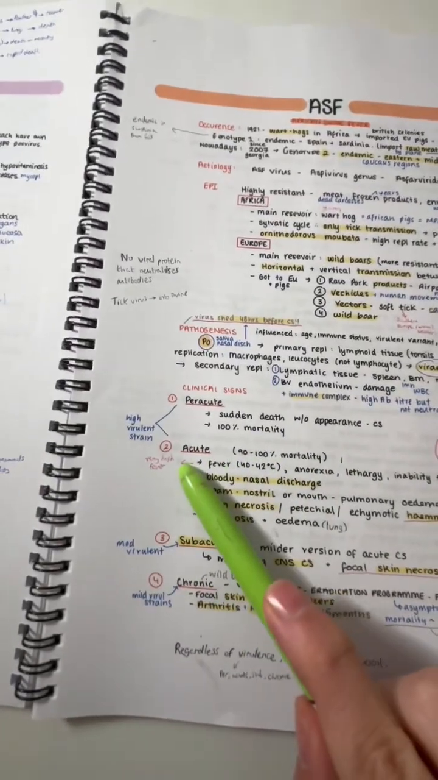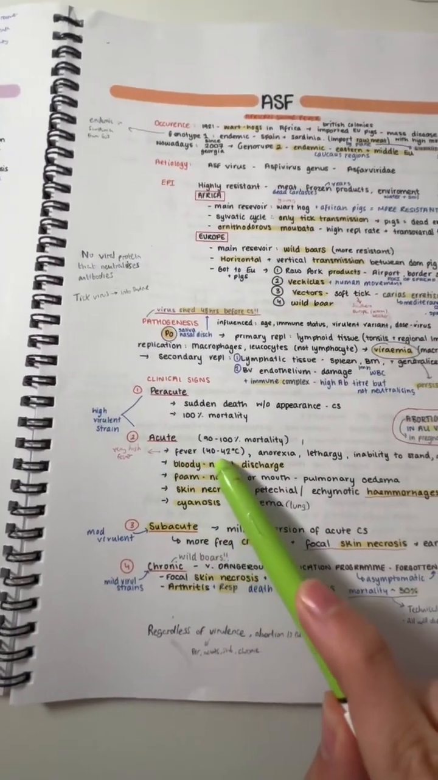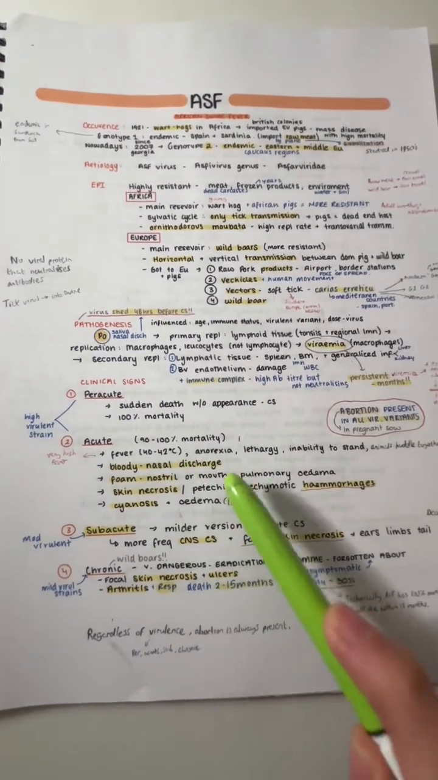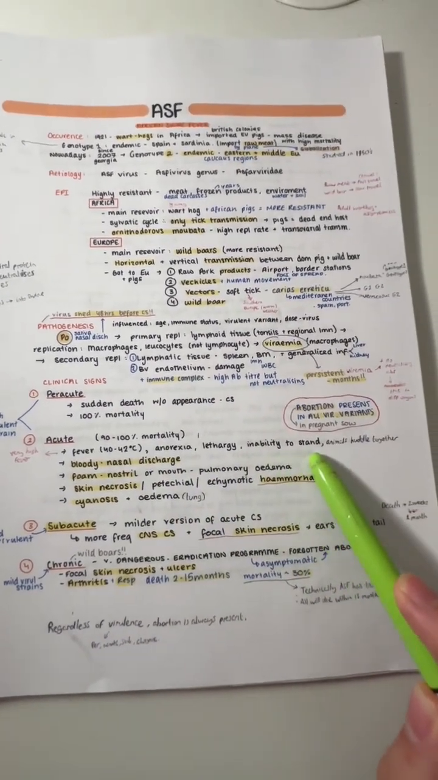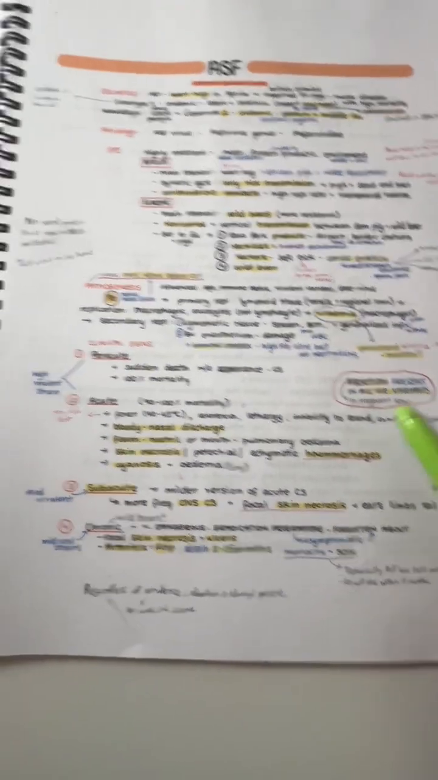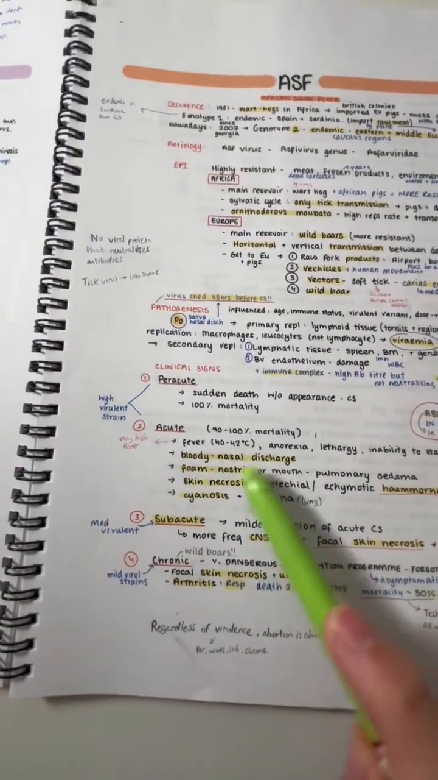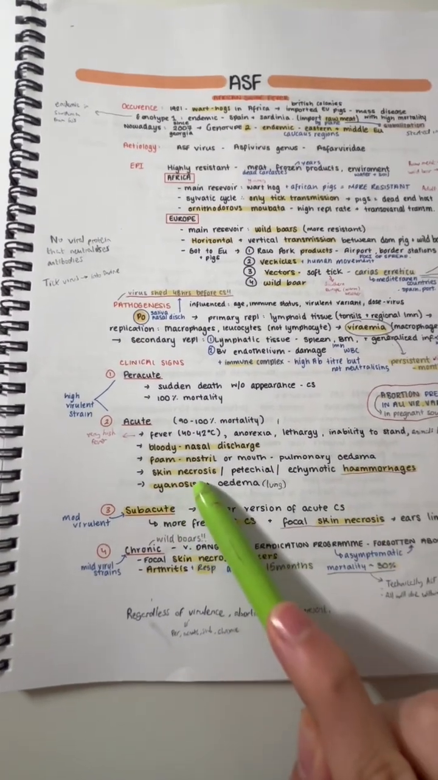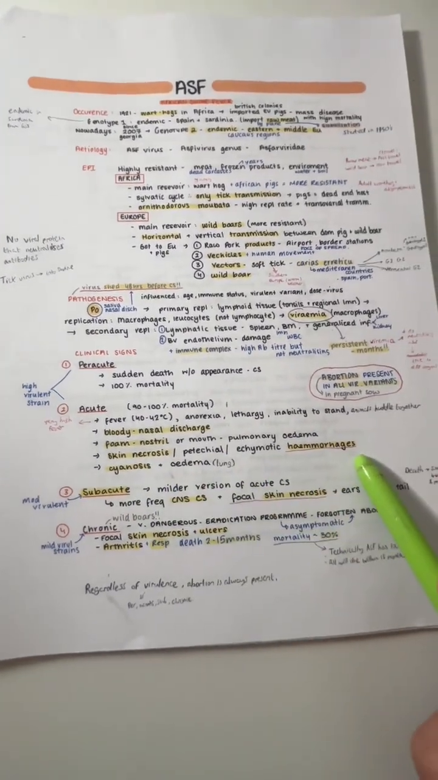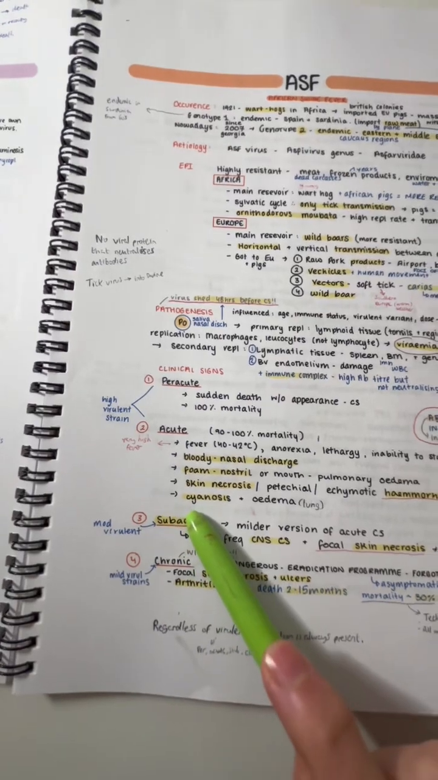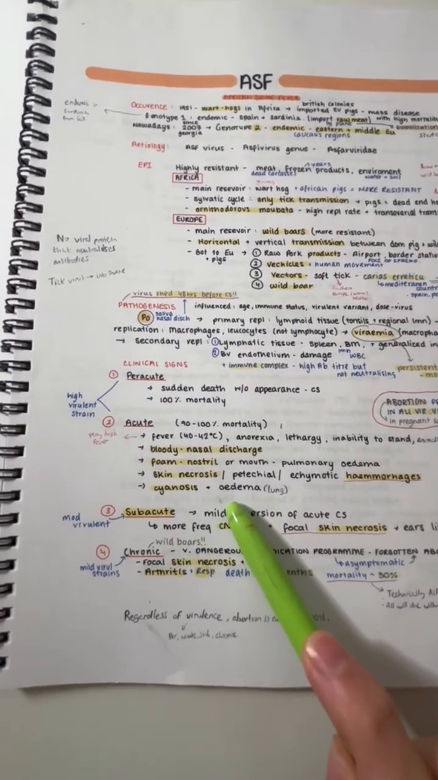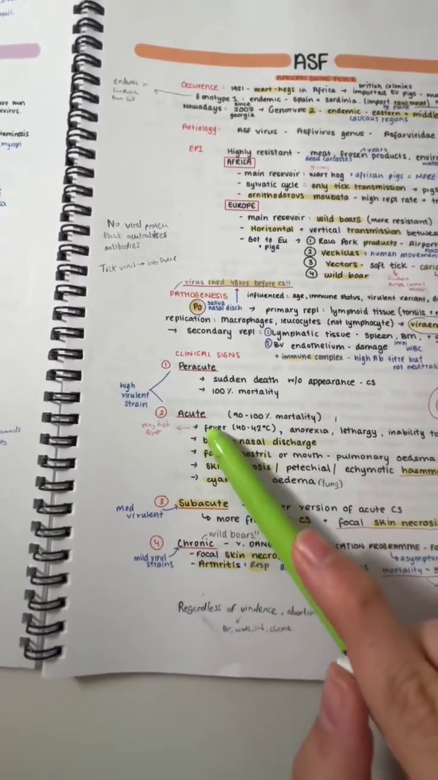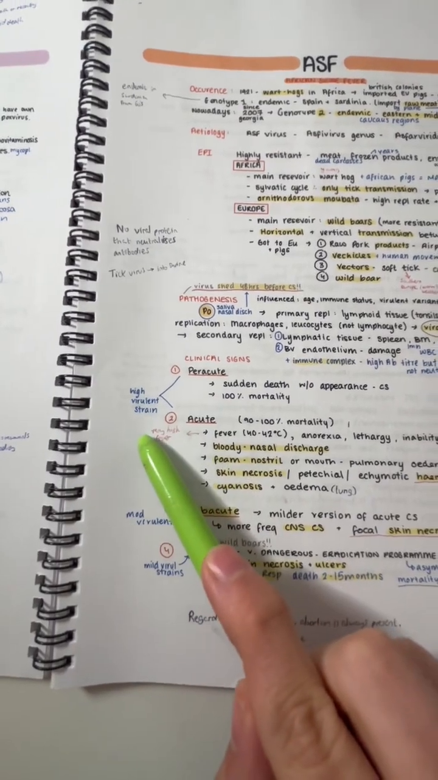In acute cases, we can see fever around 40 to 42 degrees, anorexia, lethargy, and an inability to stand. The animals huddle together. We can then see bloody nasal discharge and foaming out the nostrils due to pulmonary edema, and skin necrosis. This is due to the hemorrhages. And we can also see cyanosis due to the lung edema. Peracute and acute phases are caused by very virulent strains.